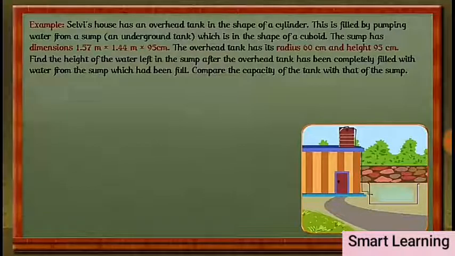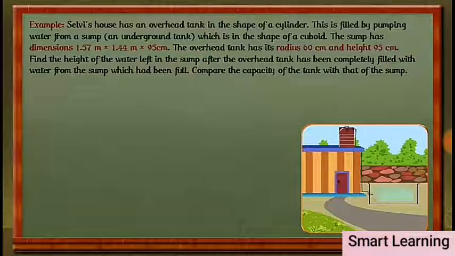Let us take one more example. Selvi's house has an overhead tank in the shape of a cylinder. This is filled by pumping water from a sump, an underground tank which is in the shape of a cuboid. The sump has dimensions 1.57 meters into 1.44 meters into 95 centimeters. The overhead tank has its radius 60 centimeters and height 95 centimeters.